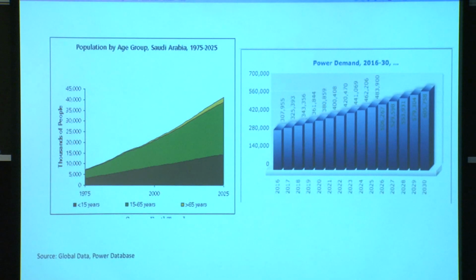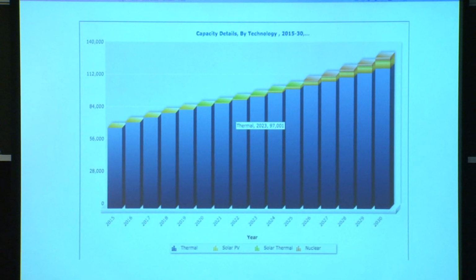But in the future, we'll have increasing population. The population will increase, and then we'll have increase in power demand. So how are we going to produce more energy to fulfill the increased demand? With the current projection from now until 2030, thermal power generation is the most dominant one, in addition to a bit of renewable solars and solar thermal and nuclear.